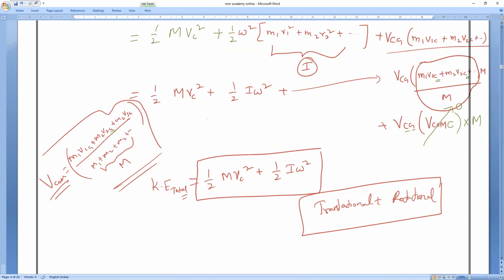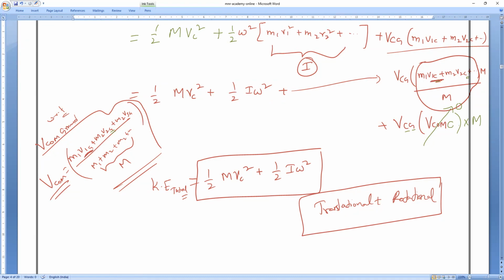But sir, here you see, don't get confused. This is the formula we are writing. This is for velocity of center of mass with respect to what, guys? With respect to ground. But here we are getting velocity with respect to center of mass. V1G is with respect to ground, but here we are getting V1C with respect to center of mass.